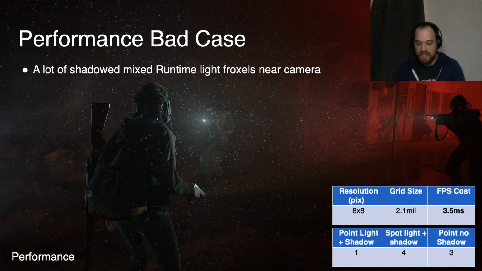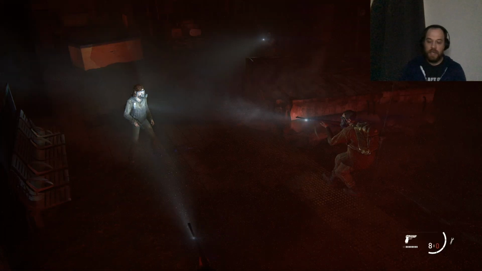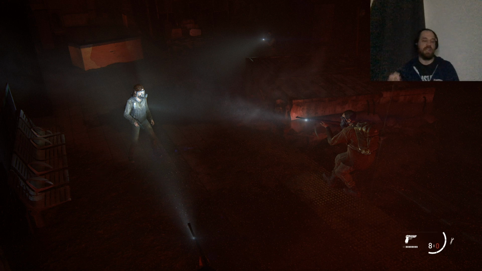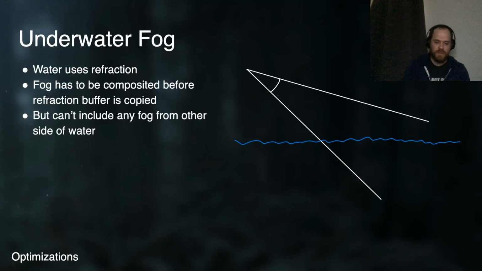This is an example of a bad case scenario, 3.5 milliseconds, because we have a bunch of runtime lights with shadows pointed at us. We have 4 spotlights with shadow. We have 3 point lights without shadow. We have 1 point light with shadow, and we're using an 8x8 grid here, and the cost is 3.5. That is because we have multiple point lights pointing at us, and spotlights pointing at us. Remember that we pay the higher cost closer to the camera.